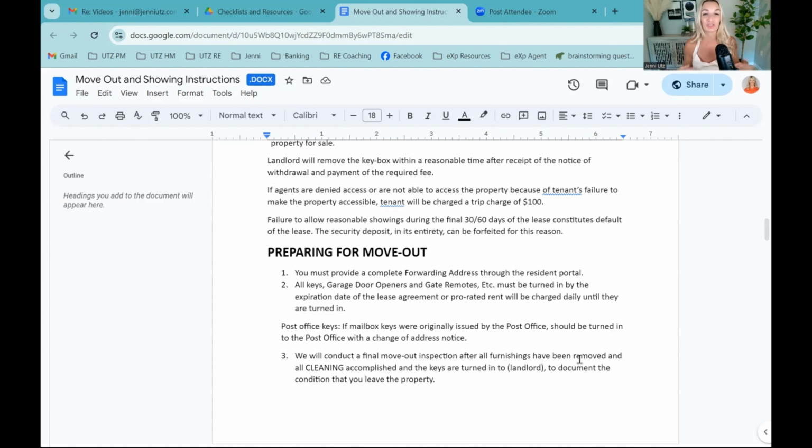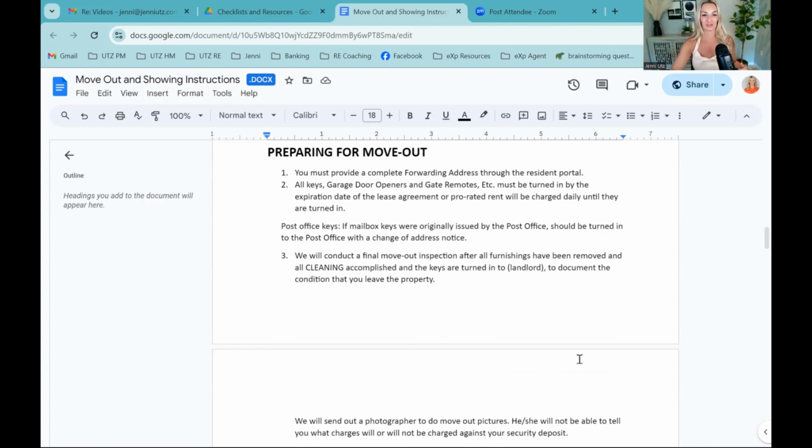And then also making sure as far as utilities go and things like that, that they have contacted all the service providers and have canceled as of the date that they're moving out. So there's a lot of things that we require, but a lot of things that we are also doing to help ease their process so they don't have to think through all of these things as well. And it just gives them a step-by-step checklist of what they need to do.